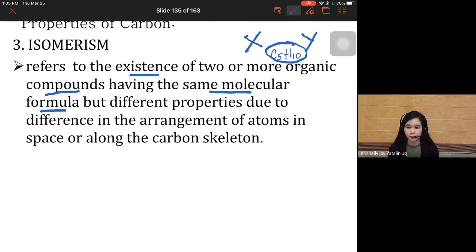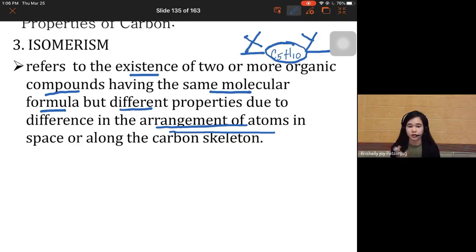They have the same number, the same kind of atoms present in the molecule, but they differ on the structure. Okay? They differ on the arrangement of the atoms. Magkaiba naman yung X, magkaiba yung Y. So, dun sila nagkakaiba sa structure ng mismong molecule. Again, when we say isomerism, that is a phenomenon, the existence of compounds having the same formula, the same number, the same kind of atoms present in that molecule, but they differ on the structure. Okay, they differ on the arrangement.